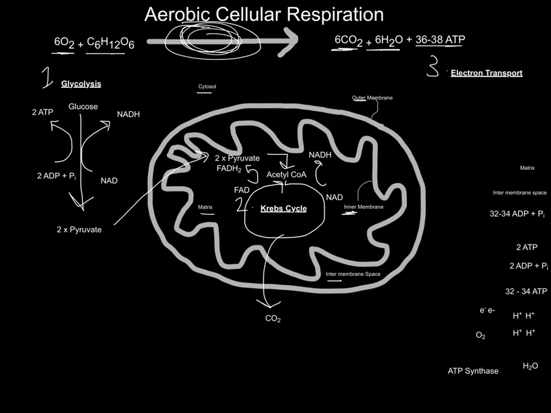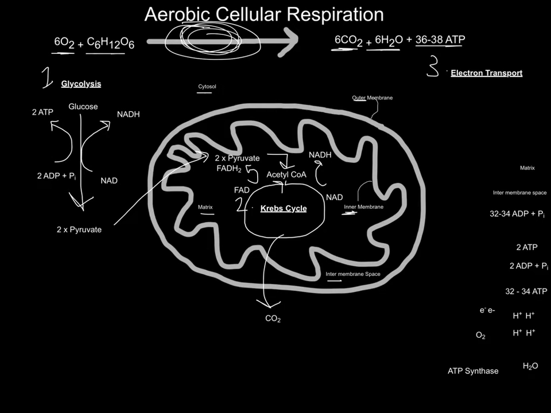So pyruvate's been broken down into carbon dioxide, releasing hydrogen ions and electrons, which have been picked up by NAD and FAD, turning them into their loaded forms of NADH and FADH2. And both NADH and FADH2 will exit the Krebs cycle and deliver their hydrogen ions and electrons to the electron transport chain in the inner membrane.